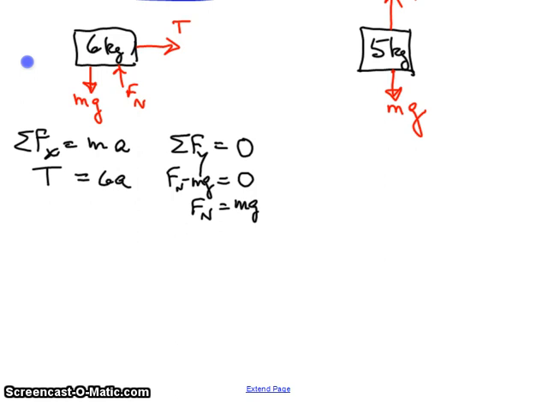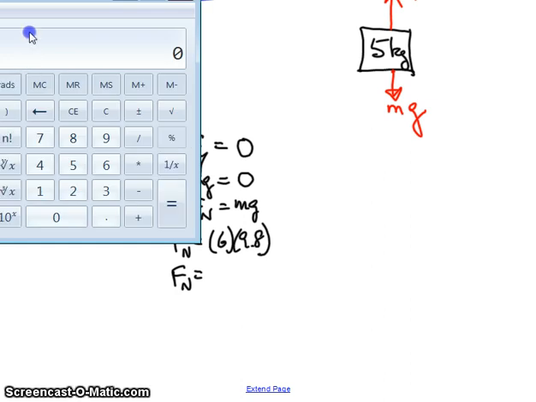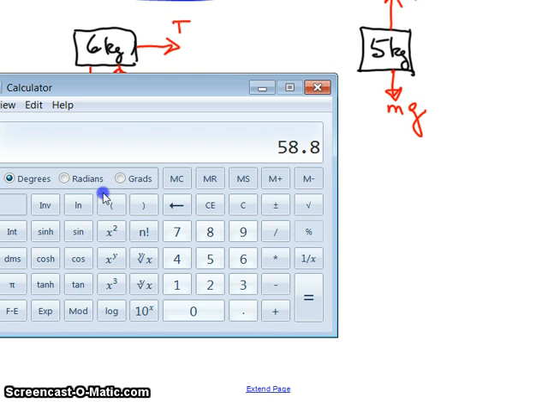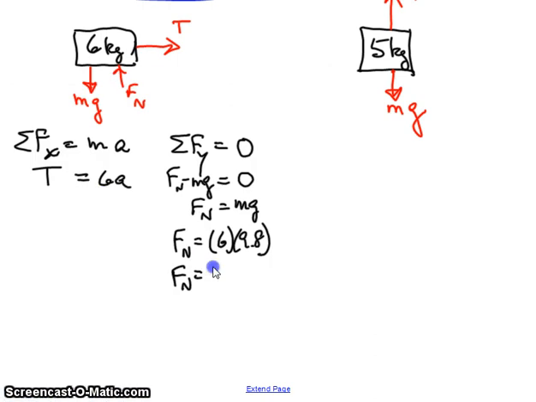Let's just extend that a little bit. And we can actually calculate that directly now. So that's going to be 6 times 9.8, which is, let's see here, 6 times 9.8 is 58.8. So we have 58.8 newtons.